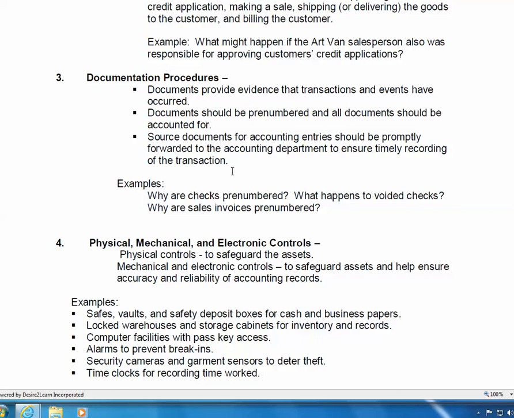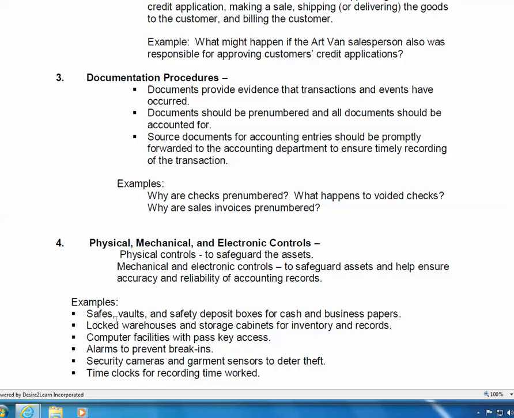So if we're writing checks, we're going to have our checkbook, and all checks will be pre-numbered so that we can account for them later. If we make sales to customers, we'll keep copies of those sales invoices, and they will be pre-numbered so we can account for all documents later, and it allows us to follow up on questions that might arise in regards to any transactions. The fourth internal control is physical, mechanical, and electronic controls.